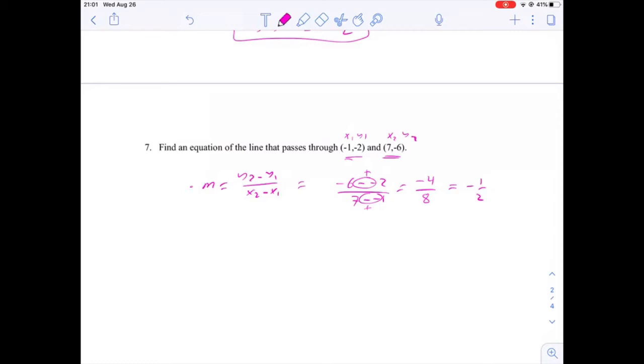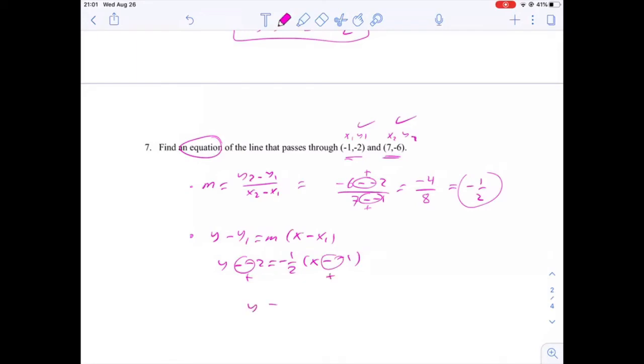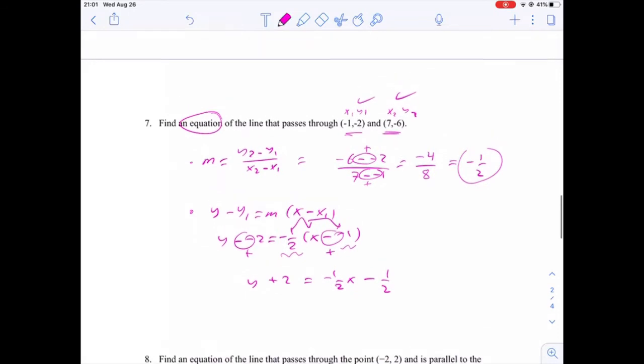Now we need to find the equation of the line. So let's use, since we are given 2 points, and we know the slope, we can use the slope point formula to find this equation. So y minus y1 is -2 equals the slope -1/2 times x minus x1. So this is a plus, y plus 2 equals -1/2 x -1/2, because we multiply -1/2 by +1. And then we subtract 2 to isolate y.